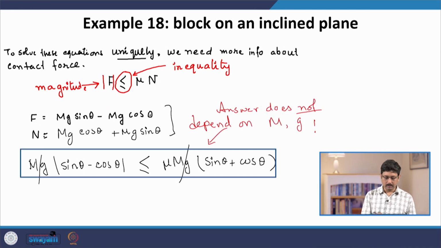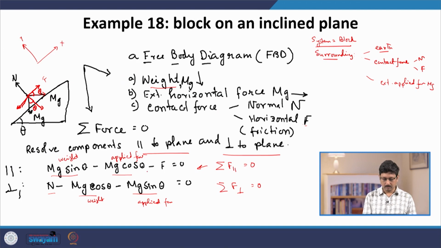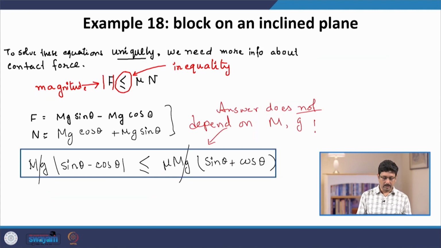So, we solve them. This equation gives us an expression for the frictional component, and this equation gives us an expression for the normal component. We get f is equal to mg sin theta minus mg cos theta, and n is mg cos theta plus mg sin theta. So we have an equation for f and n. Do you know the magnitude of f and n? Answer is yes. If theta is fixed, then this is the answer for f and n.